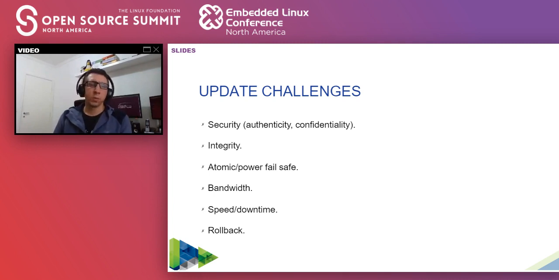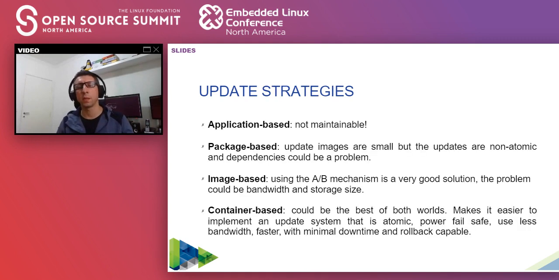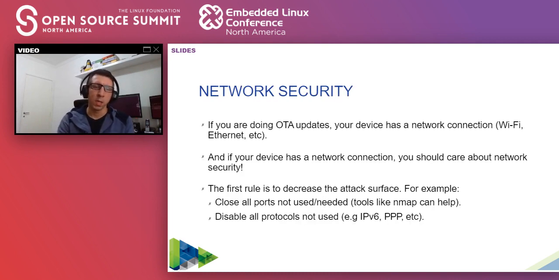There are some challenges to implement an update system. And of course, we could have a whole application on that. We have to think about security, integrity, if it is atomic or not, the bandwidth that it uses, speed, if you have rollback capabilities and things like that. We have some strategies to update the system. What is important here is to have a good update system, an update system that is basically able to not break the device, right? That's atomic. That's really, really important.